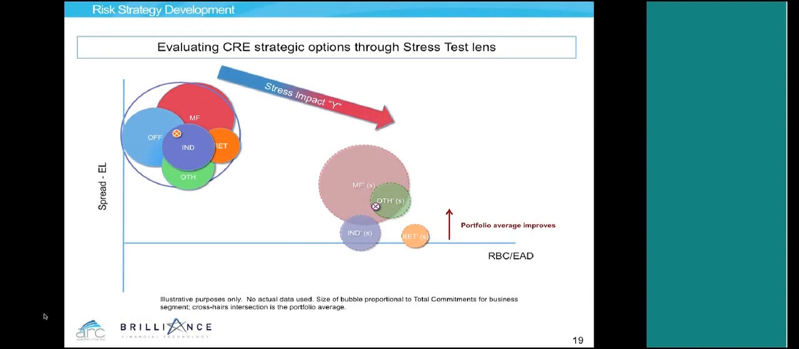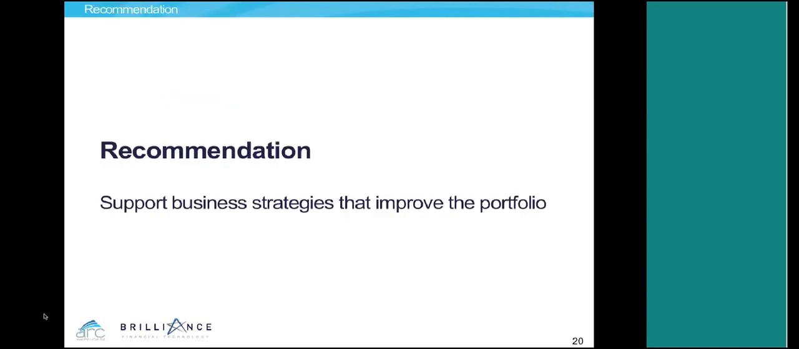You can apply a CECL lens or any other portfolio credit loss analytics that you have. And you can imagine doing this in a very granular way for all the individual business segment strategies. And you're right, the important part is providing transparency on a proactive basis, which leads to the next recommendation here on slide 20, which is supporting business strategies that improve the portfolio. And that's the proactive piece.